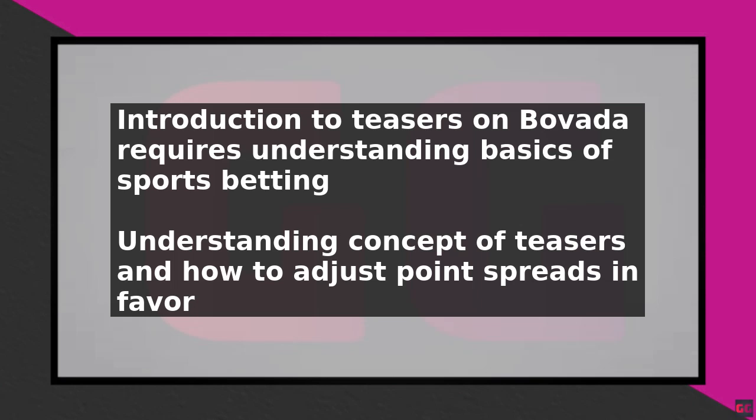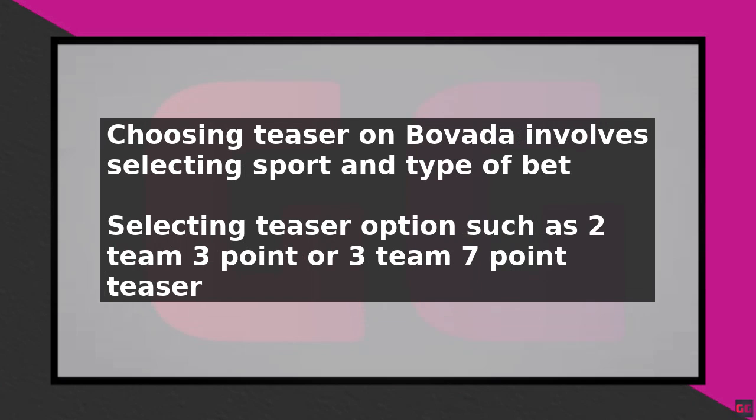Step 1. Choosing your teaser. To choose your teaser on Bovada, go to the Sportsbook section and select the sport you want to bet on. Then choose the type of bet you want to place, which in this case is a teaser. You will be given the option to choose between different types of teasers, such as 2-team 3-point teaser or 3-team 7-point teaser.